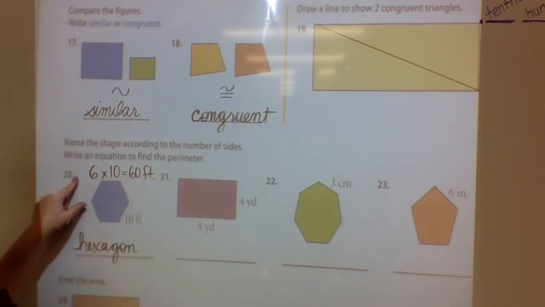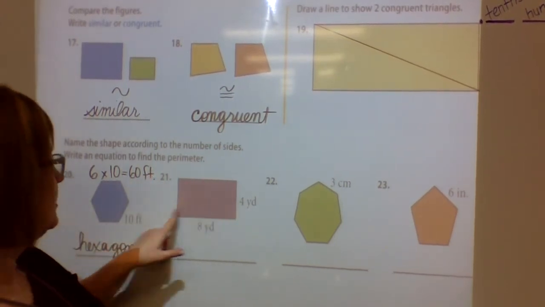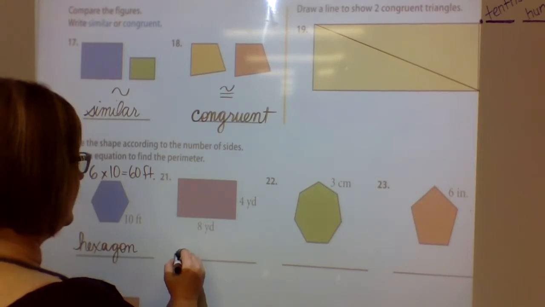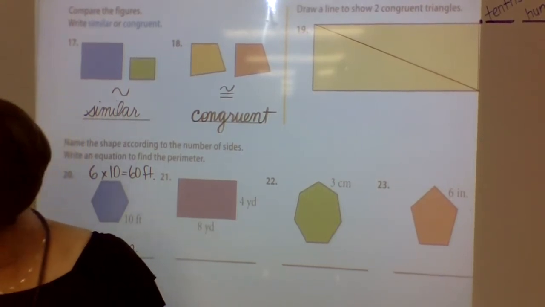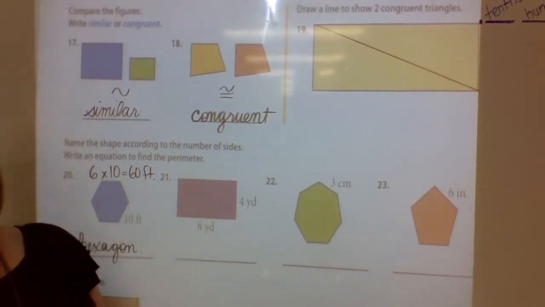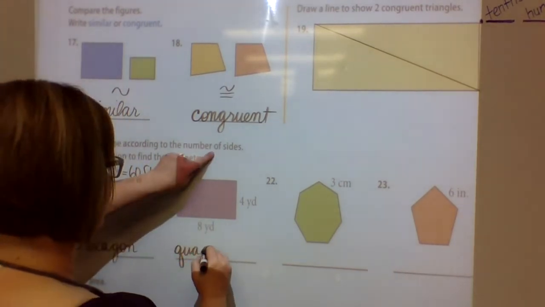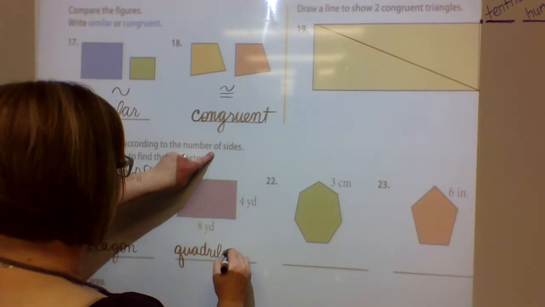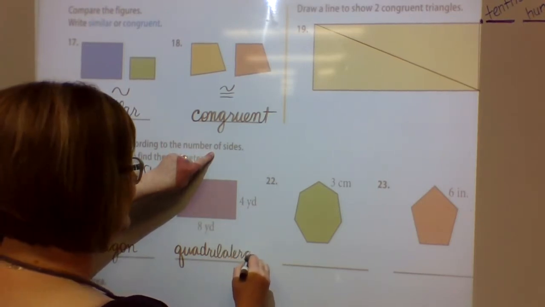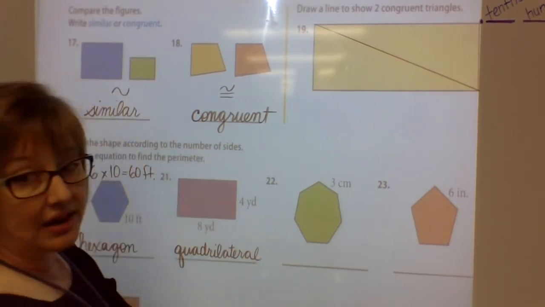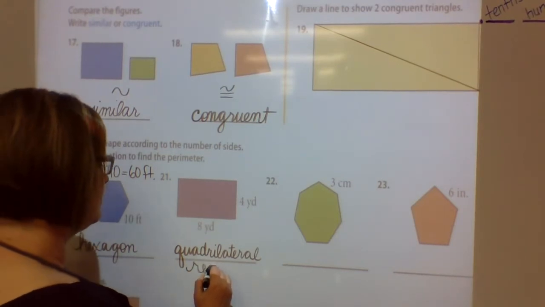That's your equation. Okay, this one is 4 sides, so we call it a rectangle or a quadrilateral. Which one do they want? They wanted you to say quadrilateral because it says according to the number of sides. So if you're just giving it the name for how many sides, it would be quadrilateral. But if you wrote rectangle, I would probably say it's okay.